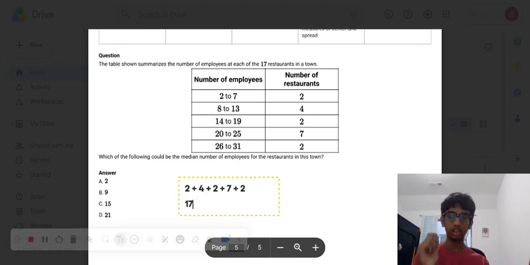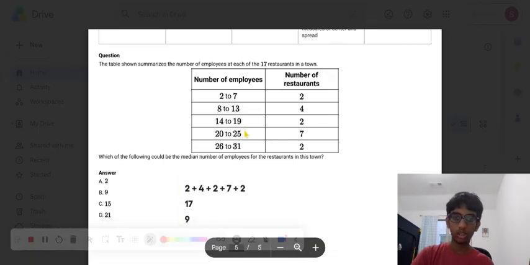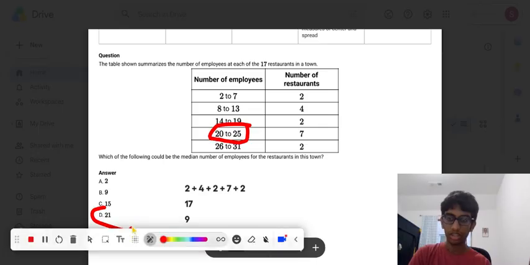So our median value will be our, say, 9th point. Okay, so 2 plus 4 is 6. 6 plus 2 is 8, right? 8 plus 2 is 15. So that means it has to be within the 20 to 25 range. And the only one that matches that would be D, which is 21. And that would be our answer.